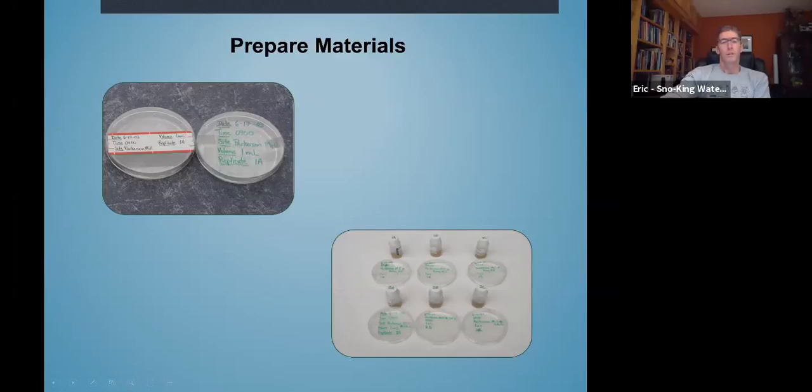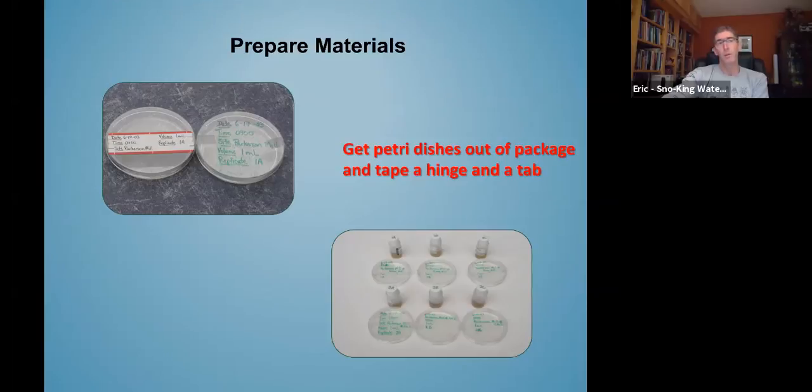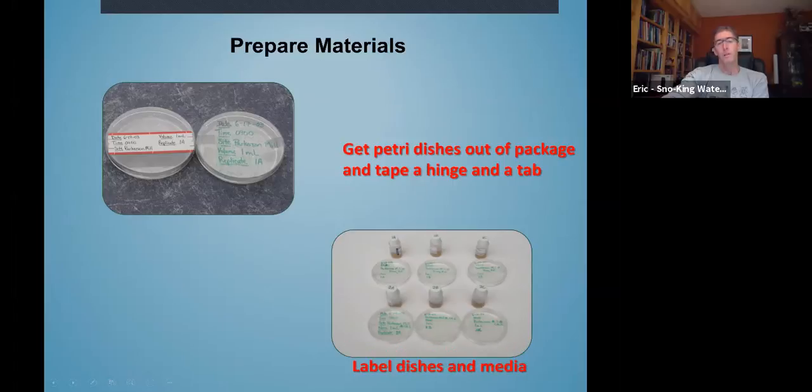We're going to get our Petri dishes ready, and you'll learn there's a certain way that we put tape on them so that you can open it up and then seal it up, so that you can put it in the incubator and not get any additional contaminants in it. So we'll pre-label our Petri dishes and our media before we do our sampling.